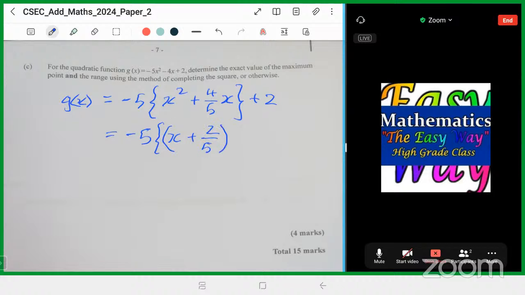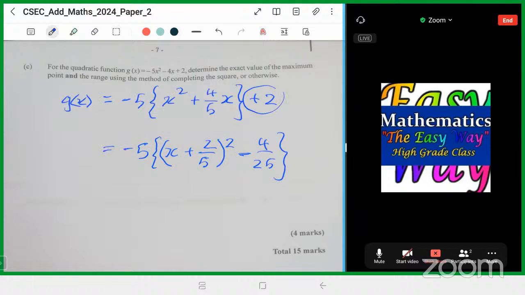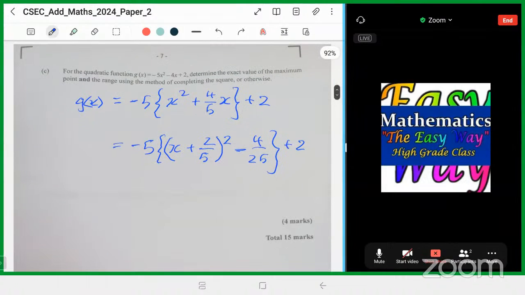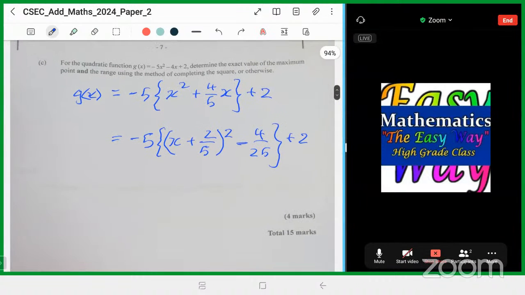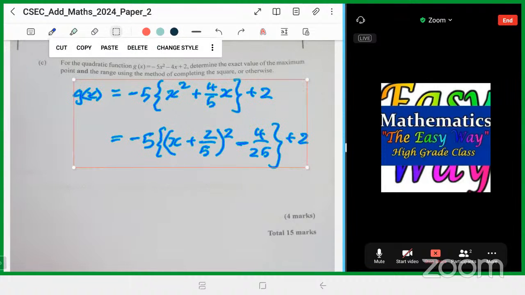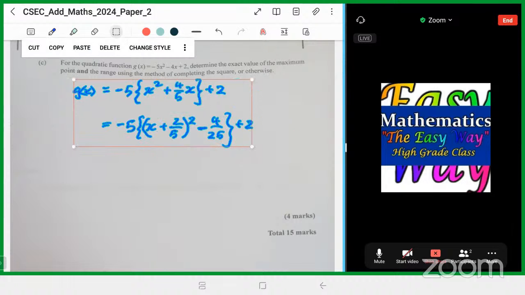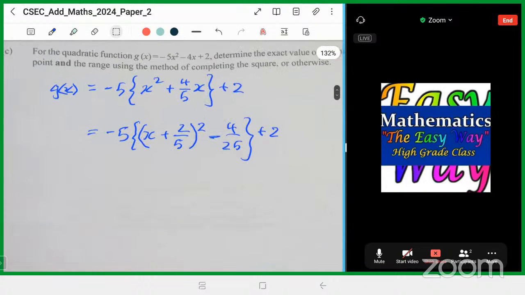Don't forget to put on your square. And I'm subtracting the square of this, which is 4/25. All of that are inside my curly brackets. So shift this down a bit. And then I must add back this 2. Then I have to expand this again and consolidate my values. They don't give a lot of space for it, but maybe I'm writing a bit large. So let me just make it small and zoom in. Let's do it that way.